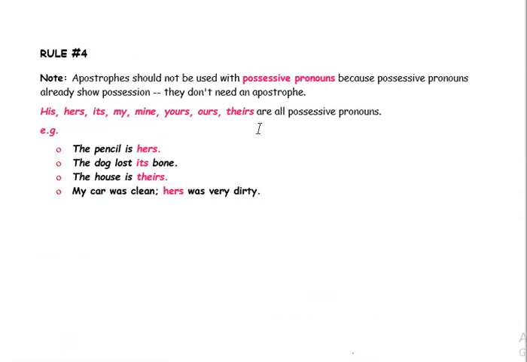Okay, and we remember we learned this in first term. We said that personal pronouns are like I, me, you. Possessive pronouns are where something belongs to that person. So, for example, the pencil is hers. The dog lost its bone. The house is theirs. My car was clean. Hers was very dirty. All of these possessive pronouns do not receive an apostrophe. If this is resonating with you and you're understanding this, tell me in the chat.